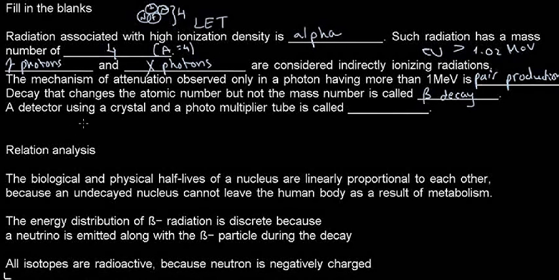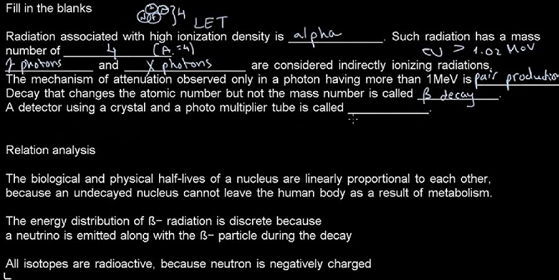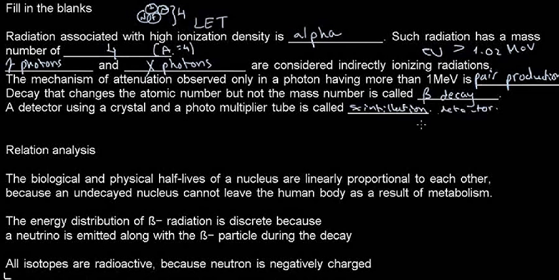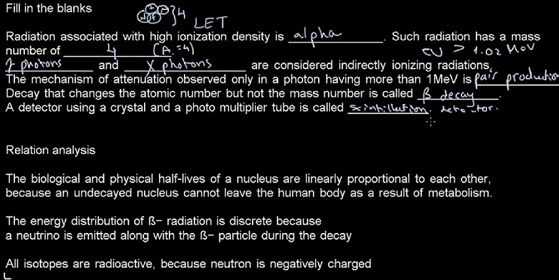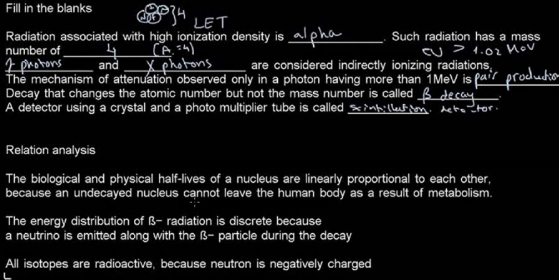Very good. A detector using a crystal and a photomultiplier tube is called. There's no real way to get an intuition behind it. It's just remembering. It's called the scintillation detector, and that's what we use for different diagnostic tools. And you should really get familiar with this, because we're going to deal with this quite a lot. So let's move on to the relation analysis, and this would be a good time to pause it if you haven't tried those. So let's get started.